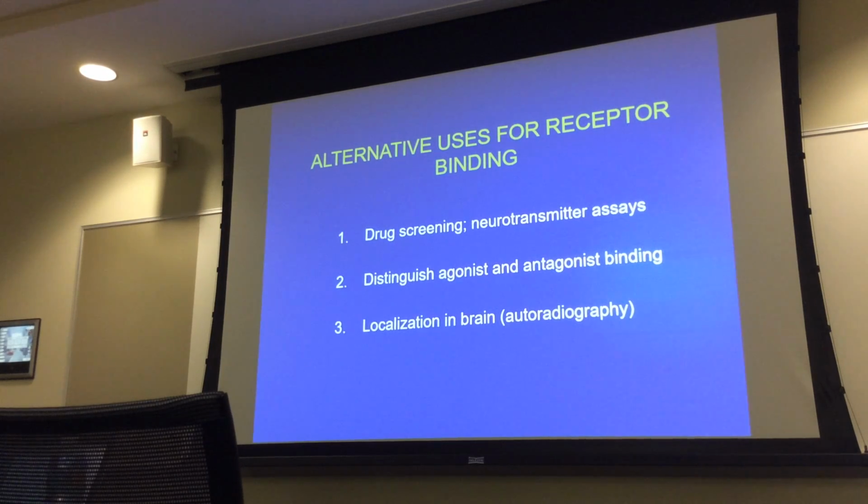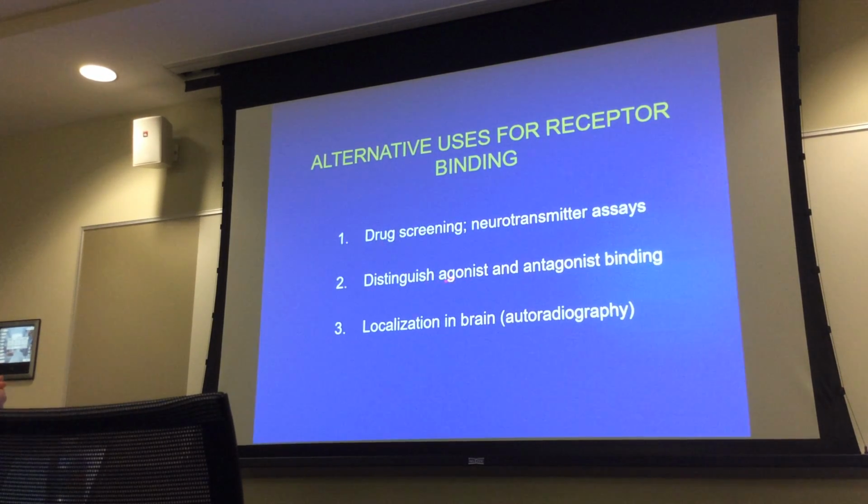So what we've talked about so far is the ability to use receptor binding as a screening tool for designing new drugs, but there are other things we can do as well. Drug screening, I'll talk a little bit more about that, distinguishing agonist and antagonist binding, and localizing receptors in the brain.